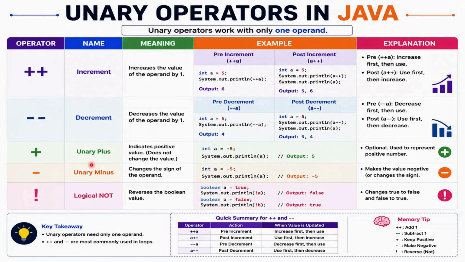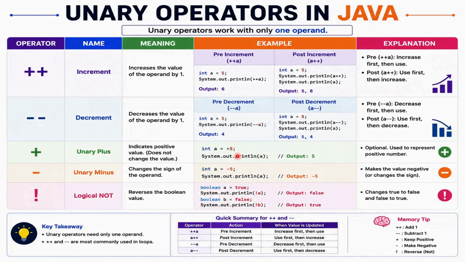So next is unary plus operator. The meaning is it indicates positive value, it does not change the value. So here also most of the beginners get confused, even I was also confused. So here the example is integer a is equal to plus 5. What a beginner thinks is like this, integer a is equal to a plus 5, which I also felt, like I got confused personally. But it is not like that, a is equal to a plus 5. It is just a is equal to plus 5.